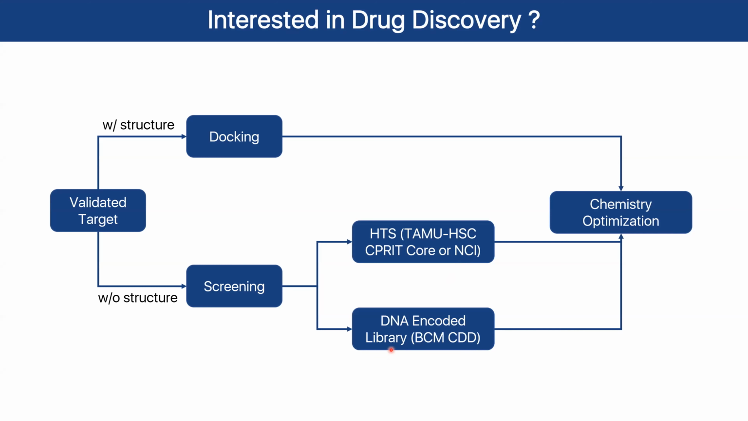Or actually, Baylor has a Center for Drug Discovery. They have a technology called a DNA-encoded library. You just provide them the protein, and they can screen billions of compounds. But doing screening or docking is, I would say, just the starting point. The most time-consuming part is the final chemistry optimization. You have to find a chemist partner to work on this, which is a highly committed process.